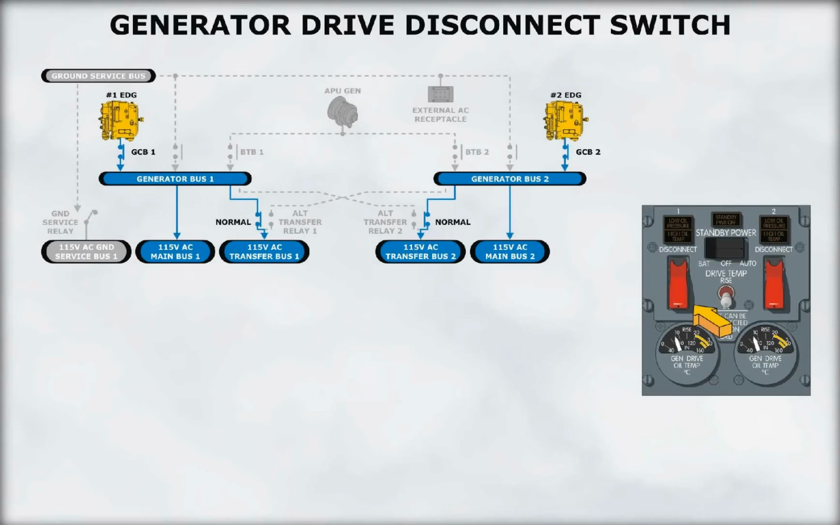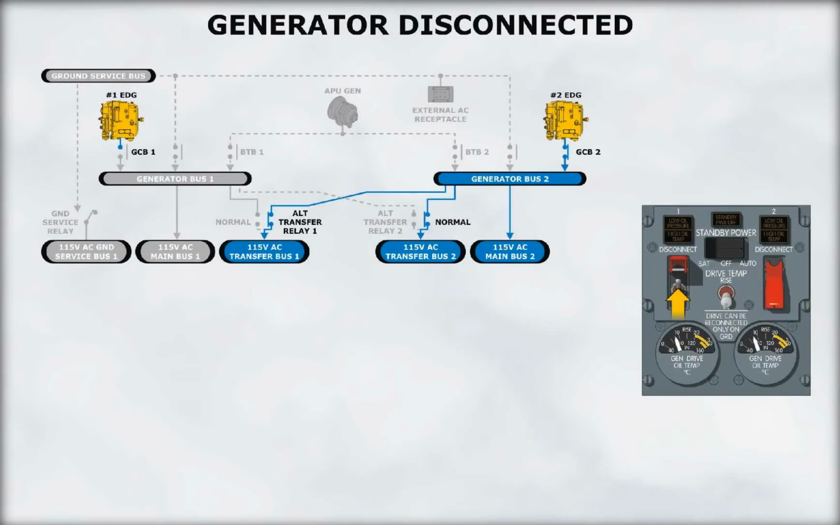The generator drive disconnect switch is used to disconnect the CSD. The red guard prevents an unintentional generator disconnect. As long as battery bus power is available, positioning the switch to disconnect disconnects the generator from the engine, trips the generator off the bus, and disconnects the generator field. Once disconnected with the switch, a generator cannot be reconnected while in flight. A reset can only be accomplished on the ground.